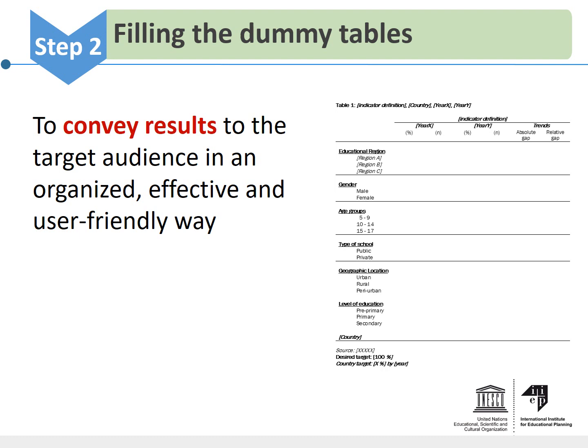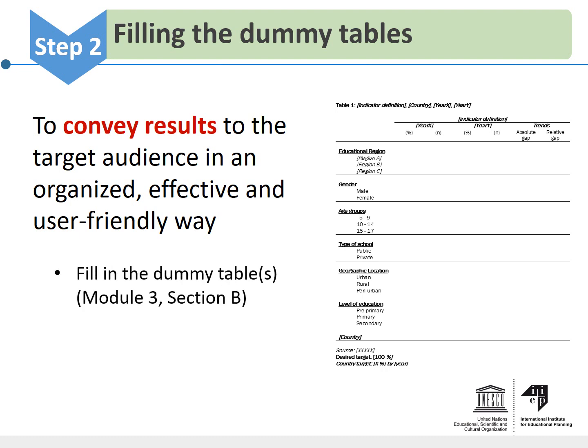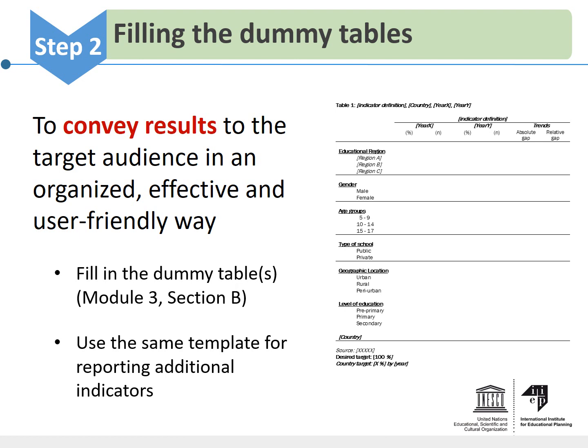Dummy tables were specifically developed to present descriptive statistics, such as percentage, in a simple and precise format, and to provide time points of comparison for the analysis of the delivery of comprehensive HIV and sexuality education. The dummy tables for reporting the core indicators are proposed in the training material for Module 3, Section B. When reporting results for additional indicators relevant to the country context, it is recommended to use the same dummy table template to guarantee the overall consistency of the presented indicators.